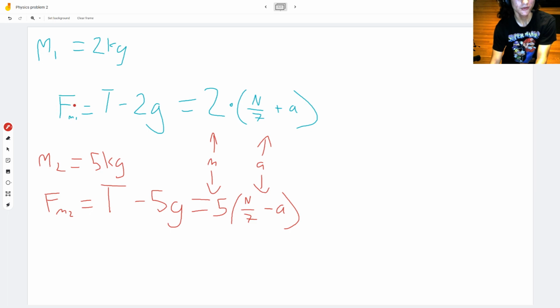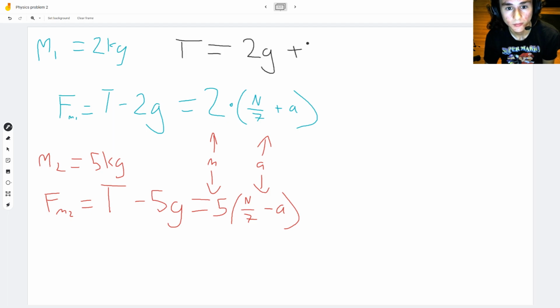So if we look here, we don't really have to worry about this part. We don't really care about that. What we're going to do now is solve for our variable, which the question is asking, which is a. So to solve for this, as we see, we have two unknowns, t and a. So what we're going to do is solve one equation for t and then plug it into the other one. So I'll do this as an example. If I have t and I add 2g to both sides, we get t equals 2g plus 2 times n over 7 plus a.